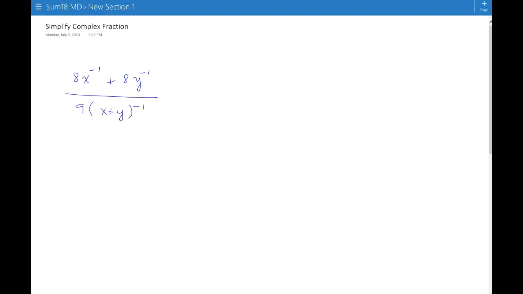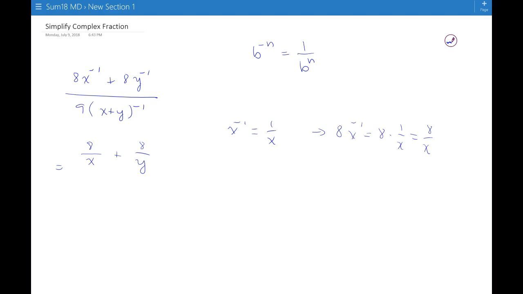Well, recall that from the definition of negative exponent, if you have b to the negative n, it's 1 over b to the n. So in fact, the best way to think about a negative exponent is reciprocal. So I would rewrite this as 8 over x plus 8 over y, since x to the negative 1 equals 1 over x. So 8x to the negative 1 is 8 times 1 over x, which we can write more compactly as 8 over x.